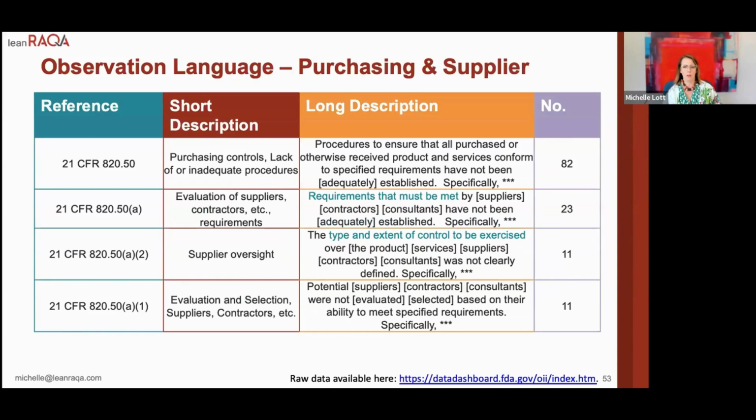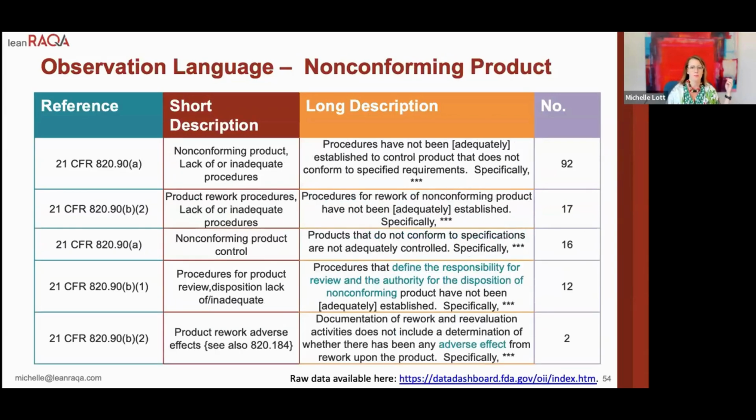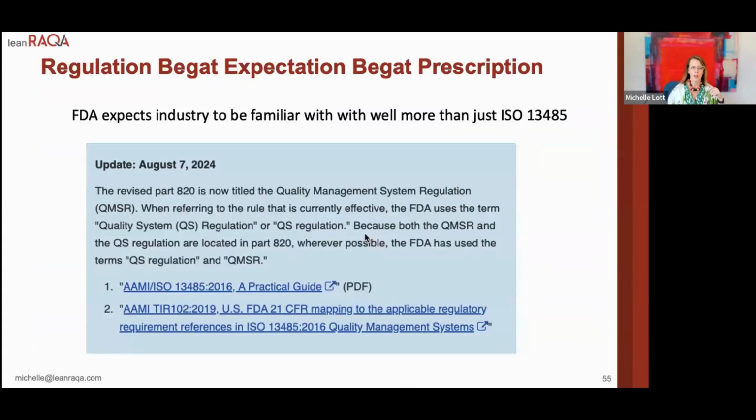So these are purchasing controls and supplier controls. And again, the unique thing here is outlining the requirements that must be met by the suppliers, and then the type and extent of control to be exercised. For non-conforming product, this is a heavy one, but they call out the need to define the responsibility for review and authority, and also in the context of rework and adverse effect on the product.